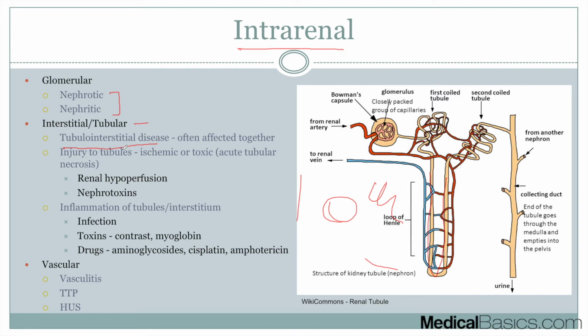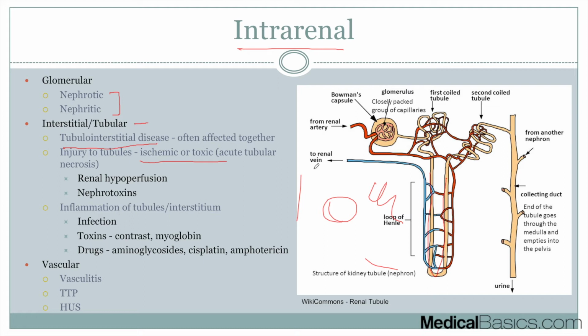So how do you actually get tubulointerstitial disease? You're going to either have injury to the tubules themselves, or you can have some type of inflammation to the tubules or interstitium, so all this out here. So what can cause injury to the tubules? We typically think of things that are going to be ischemic or toxic, like in acute tubular necrosis, which is going to be the most common cause of damage to the tubules. So things like renal hypoperfusion are going to cause ischemia, and nephrotoxins are going to cause damage to the tubules.